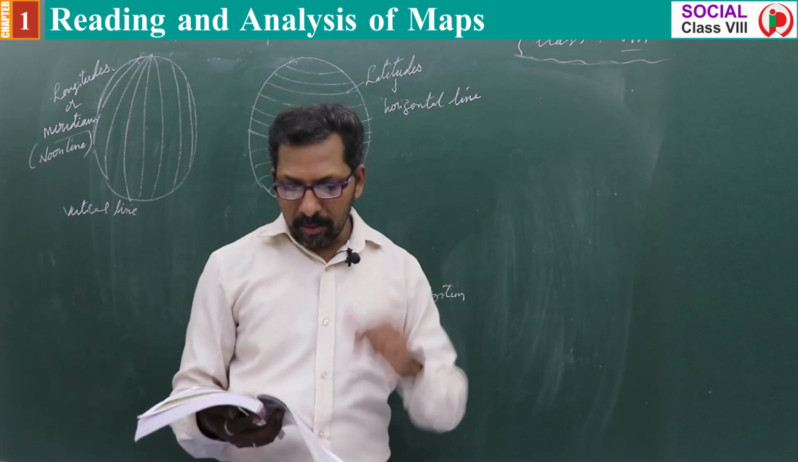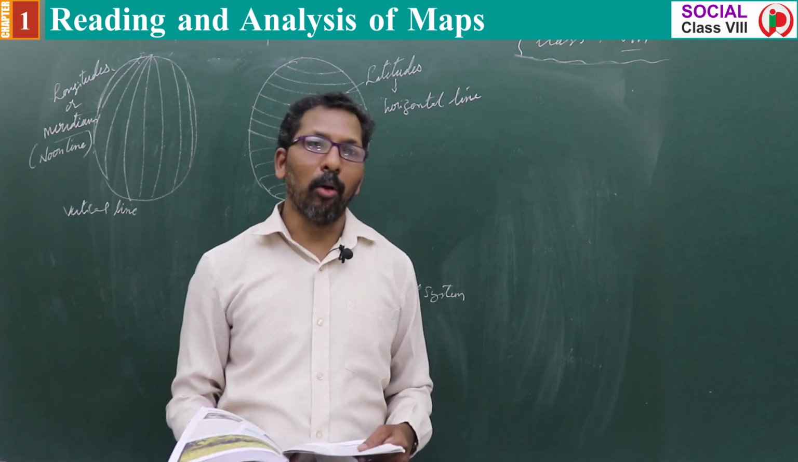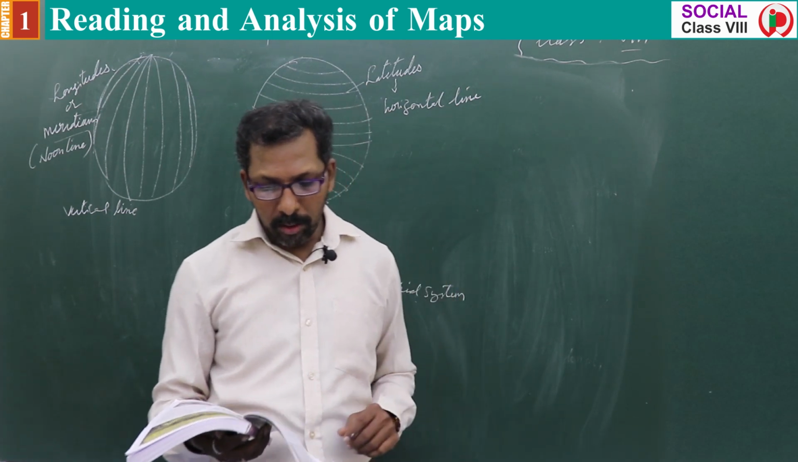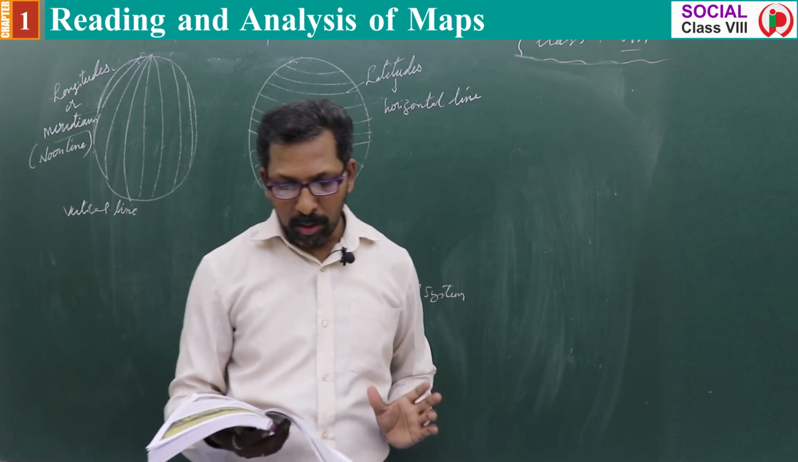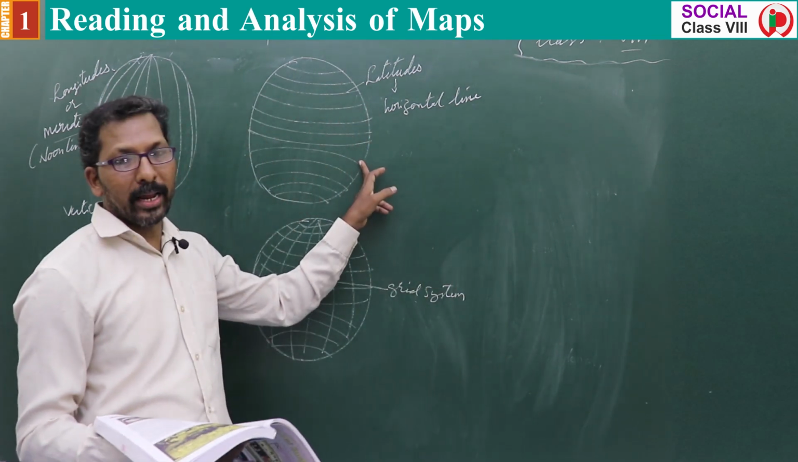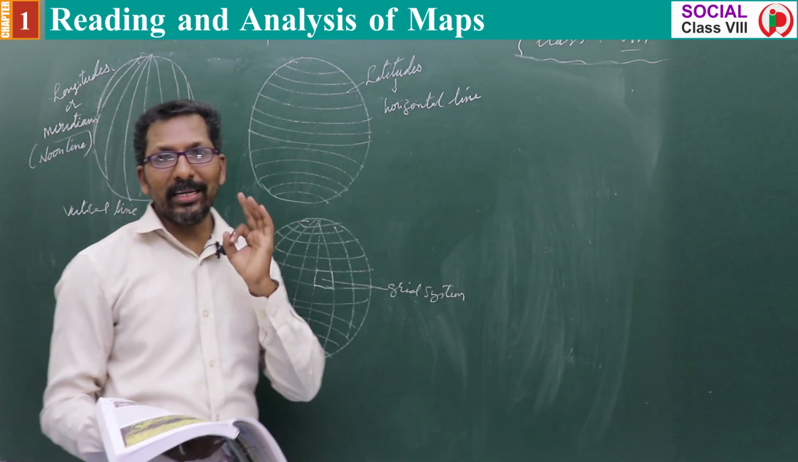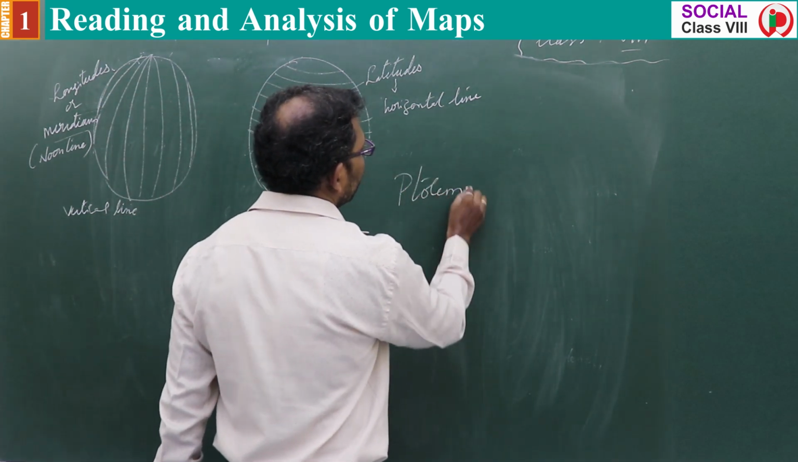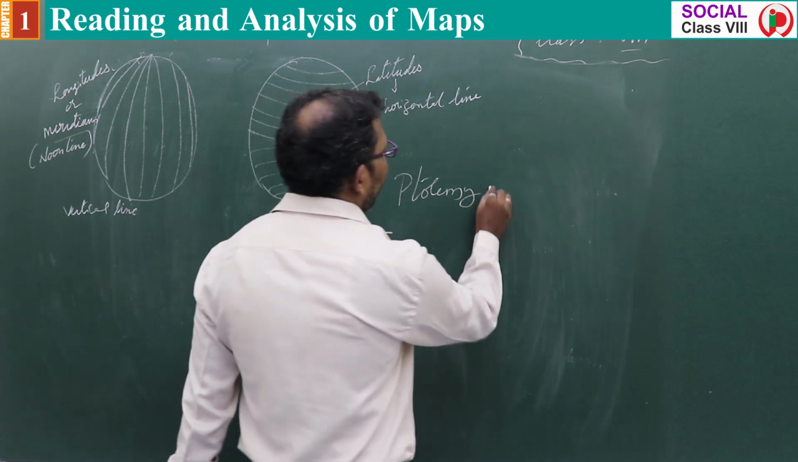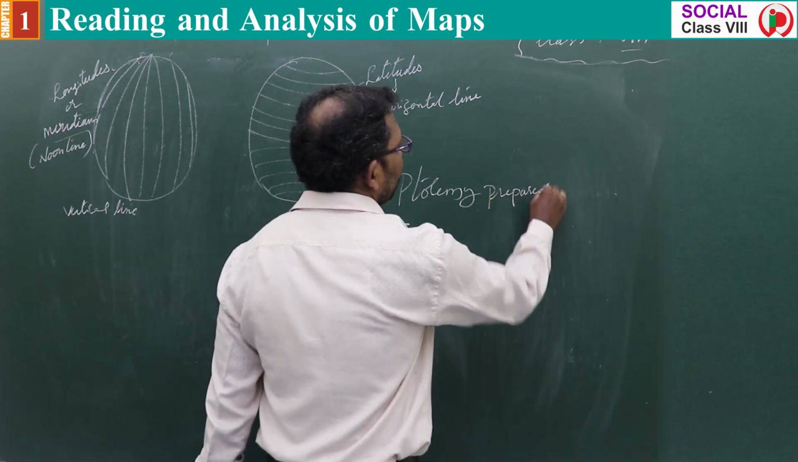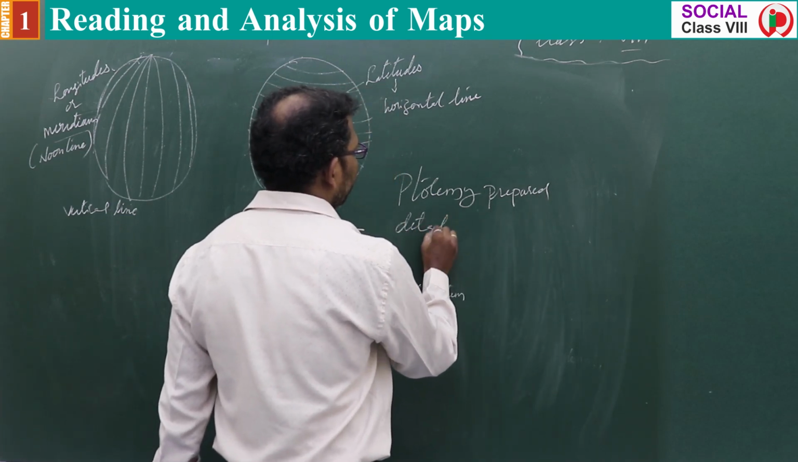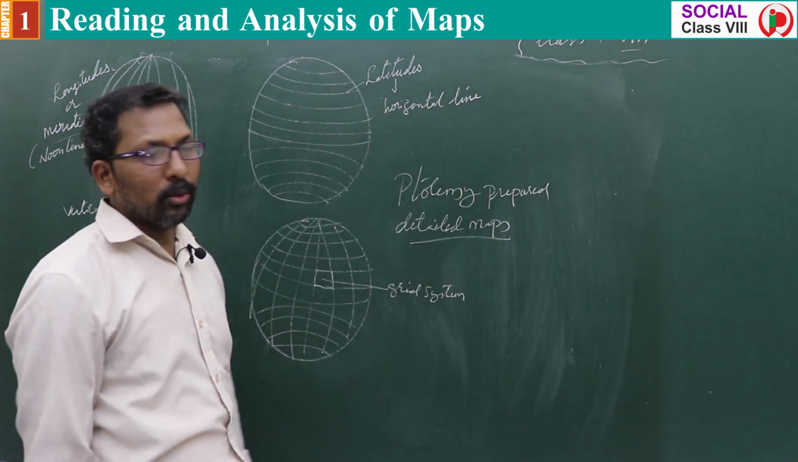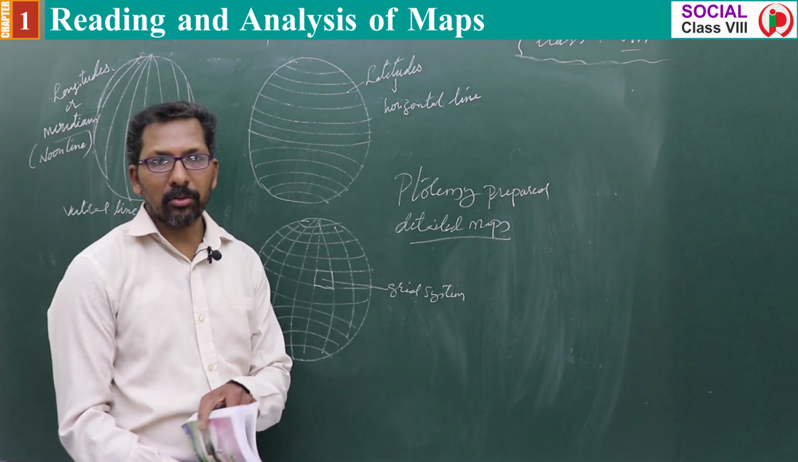One of the famous geographers was Ptolemy. Ptolemy was one of the famous geographers of the ancient world, who prepared detailed maps of the world using latitudes and longitudes. Who prepared the detailed maps? Ptolemy. Ptolemy prepared detailed maps using latitudes and longitudes, right?